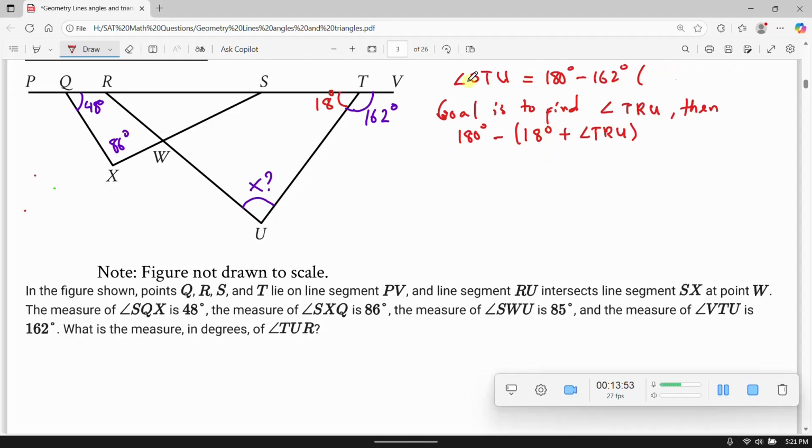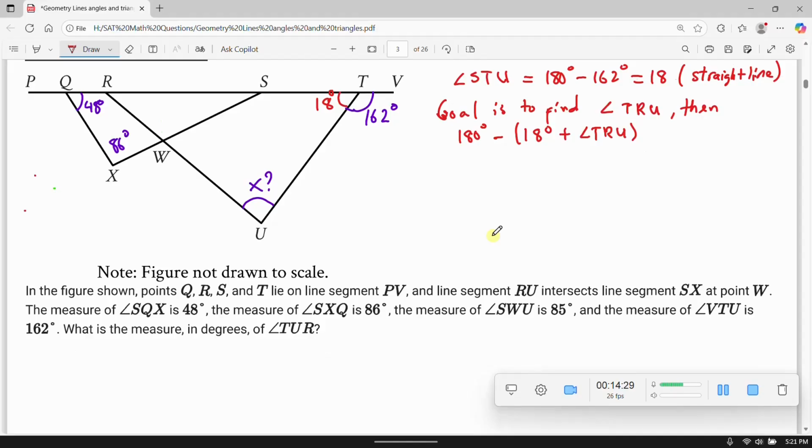Now what is the angle STU? You're going to take 180 minus 162. Why are you taking 180 minus 162? It is equal to 18 because it is on a straight line. So you know that angle is 18 degrees. So now that angle is 18.